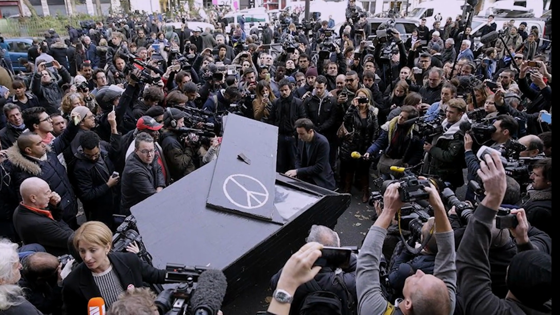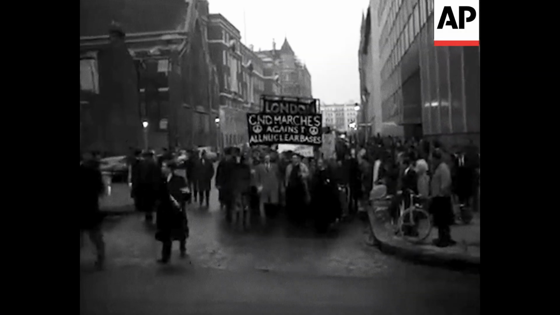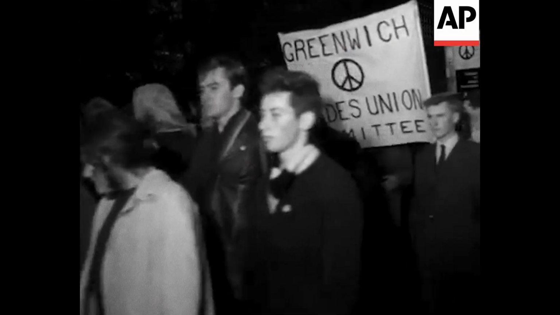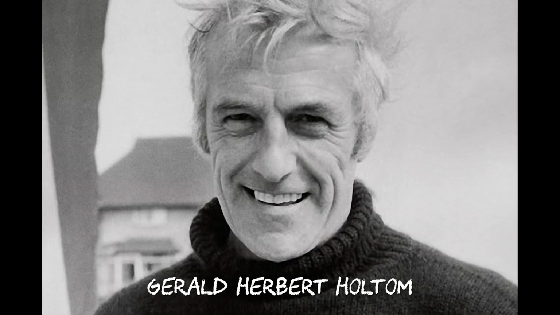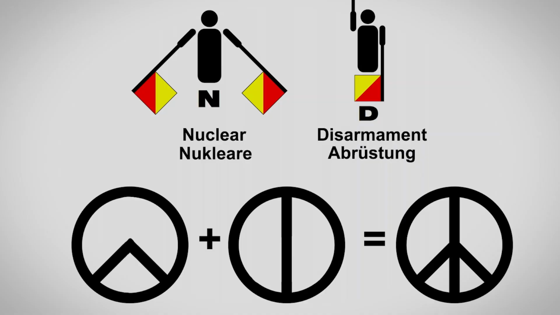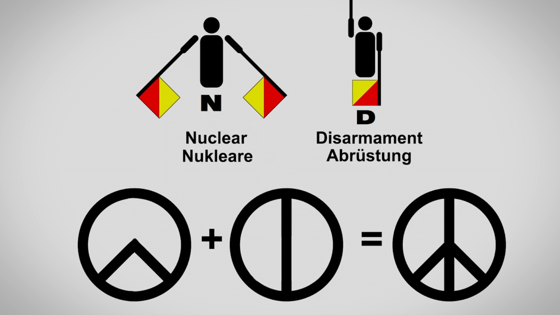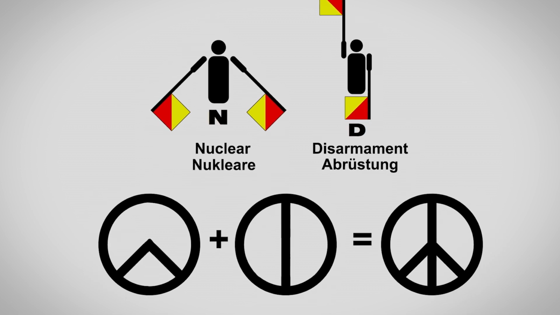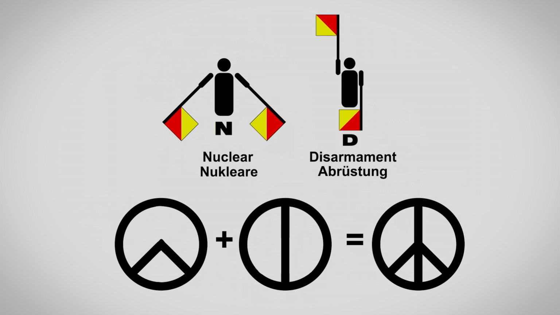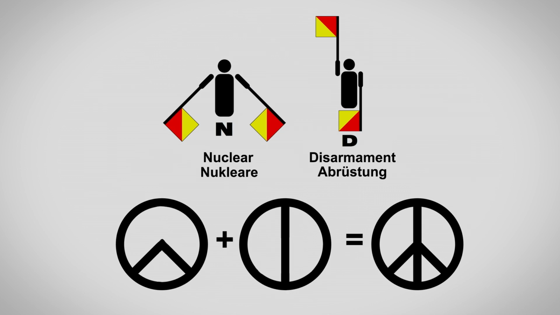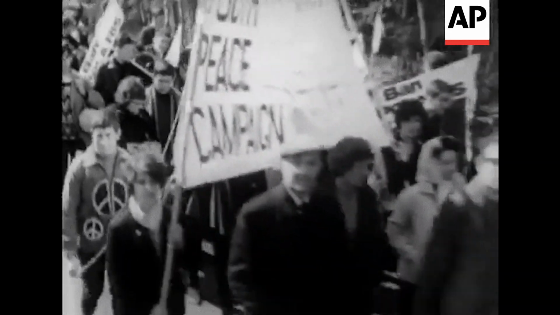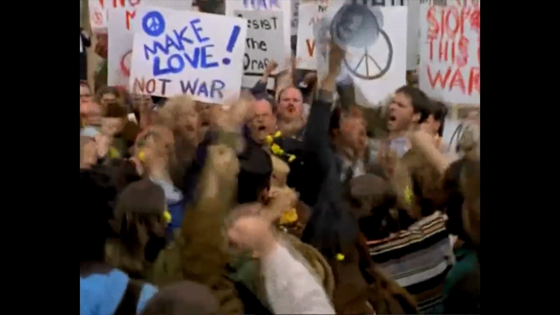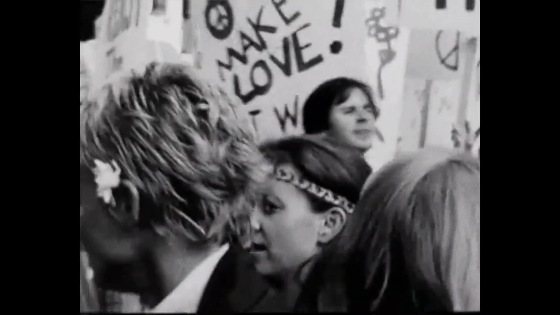But first, let's get into the history of the symbol. The false peace symbol initially appeared in 1958 when the British artist Gerald Holtom first designed it. He wanted to create a symbol for nuclear disarmament and chose to combine the letters N and D of the wigwag system. The symbol has been prominently displayed during the annual Easter marches, at rallies against nuclear arming, and throughout all kinds of peace movements.